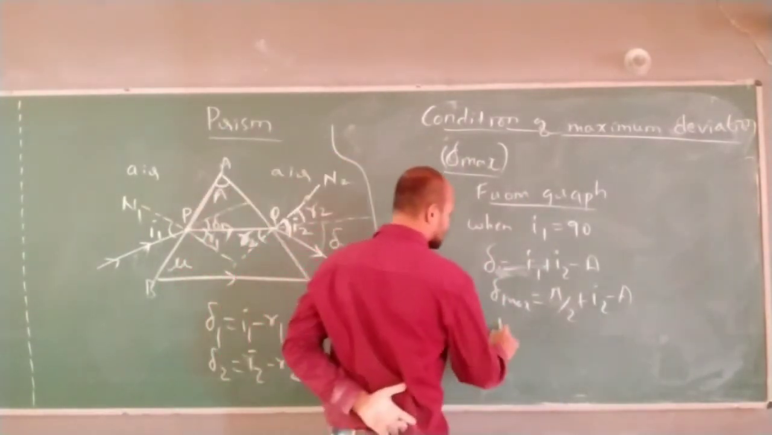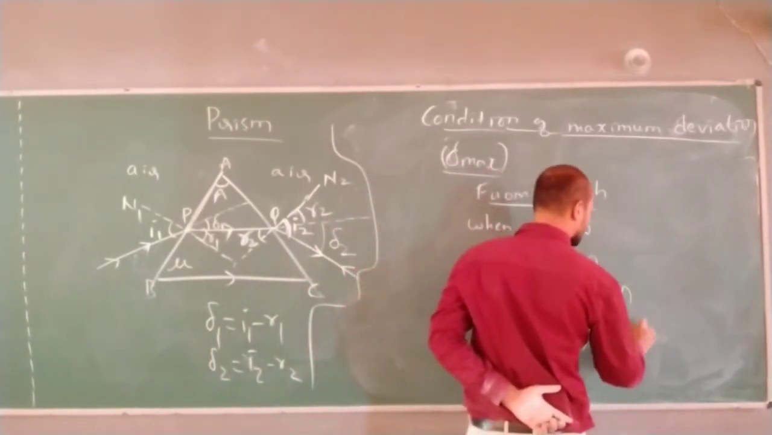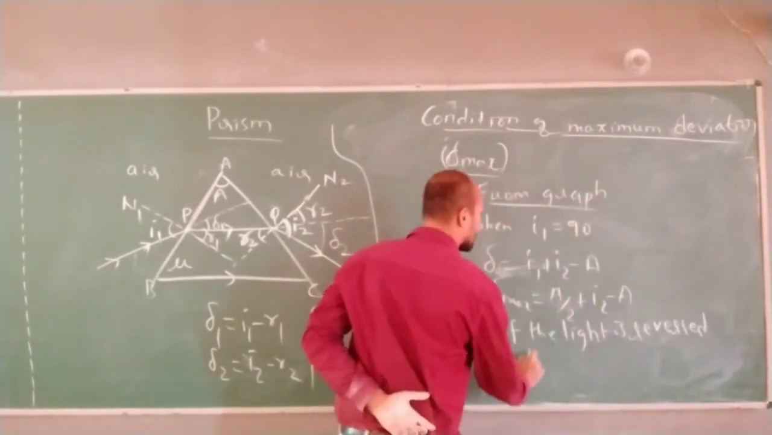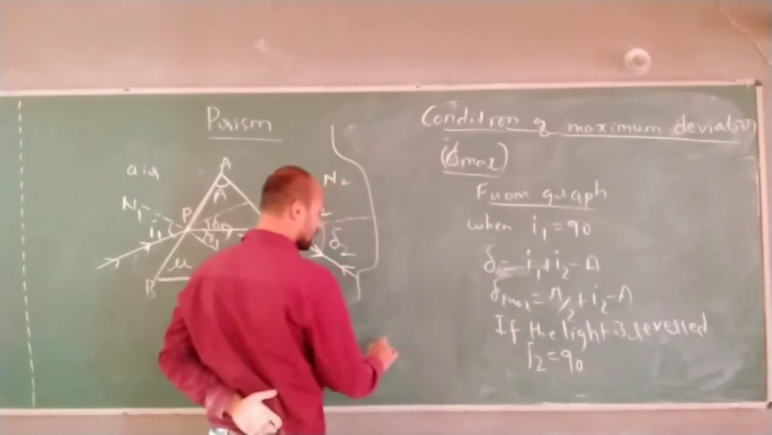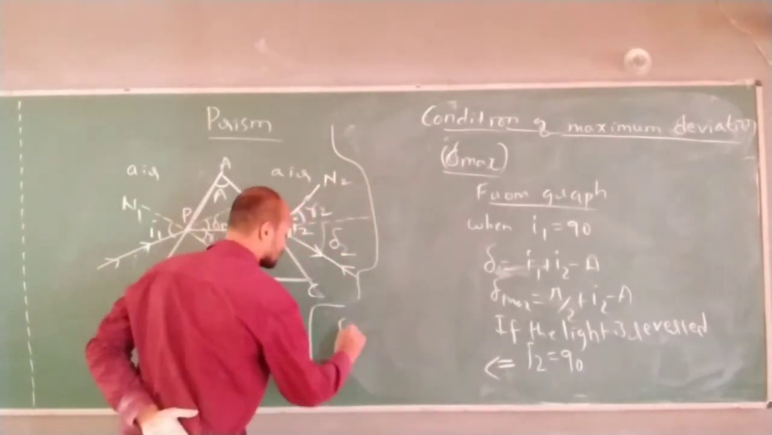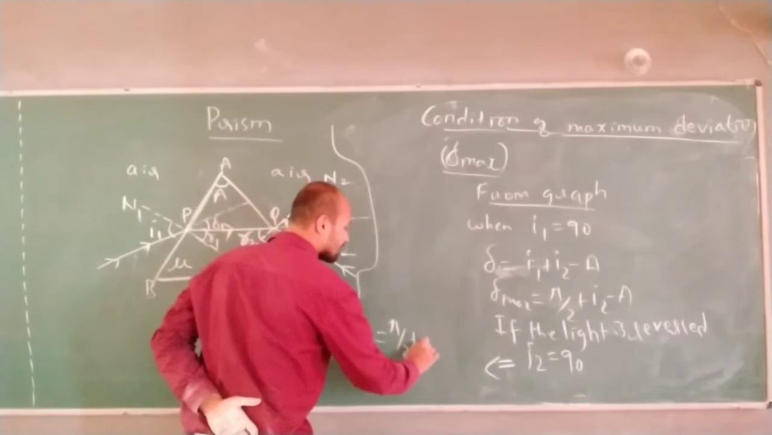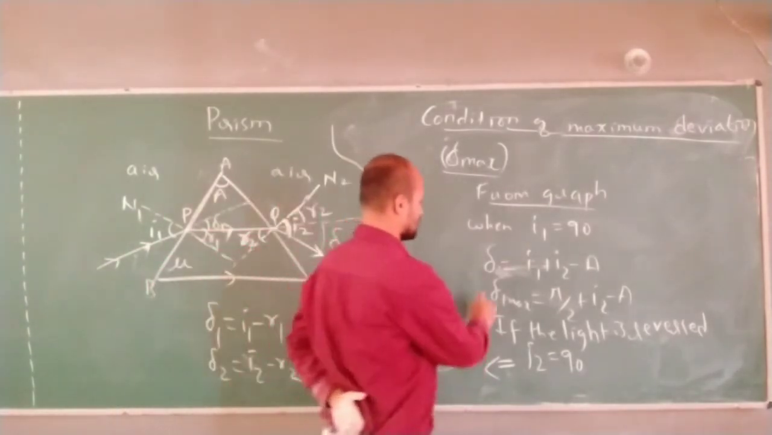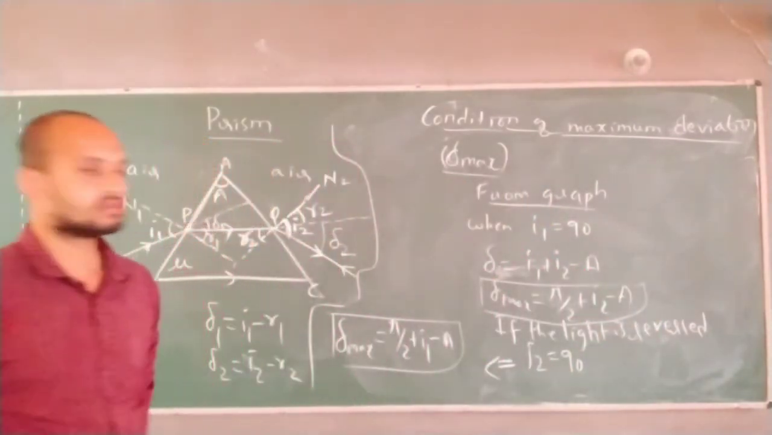And if the light ray is reversed, I2 will become 90 degree. Again, delta max will become pi by 2 plus I1 minus A. This is one equation. Got it?